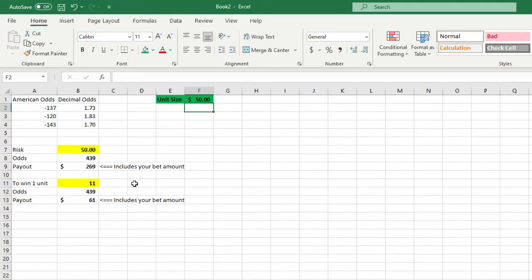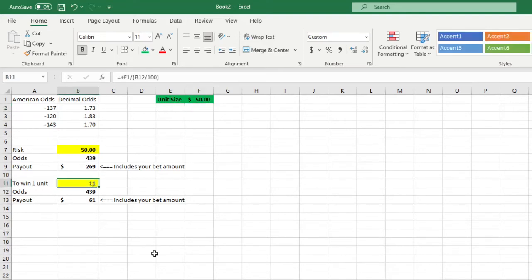Now, if you've watched any of my videos on bankroll management, you know I like to bet to win 1 unit amount, not to risk 1 unit amount. And that will be evident if you watch the bankroll management videos, because you'll understand why it's important to do it the way I do it in managing your bankroll. So if you are familiar with that, you want to risk an amount to win 1 unit.